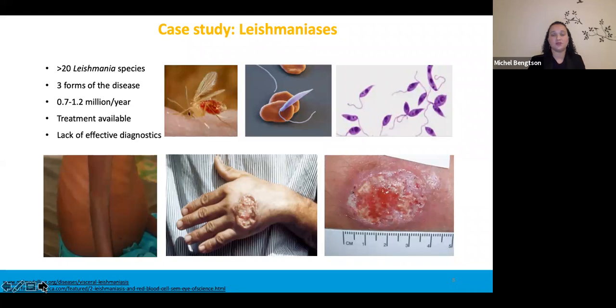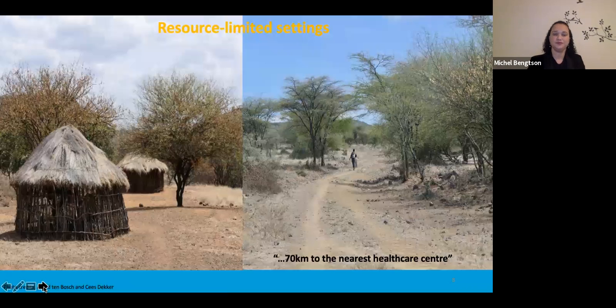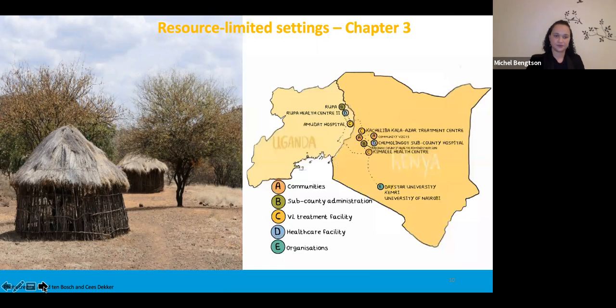Collectively, there are approximately 1.2 million reported cases per year. Although treatment is available, there is a lack of effective diagnostics for this group of diseases. Taking a closer look at resource-limited settings, people travel 70 kilometers to the nearest healthcare center.